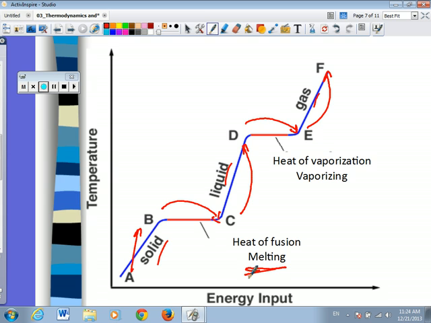From C to D, again, we're increasing energy, we're increasing temperature. From D to E, we're increasing energy, but we're not increasing temperature. What are we doing? We're vaporizing. We're going to a gas state here. And E to F, we're increasing the temperature of the gas. Okay? The energy input is what's key here.